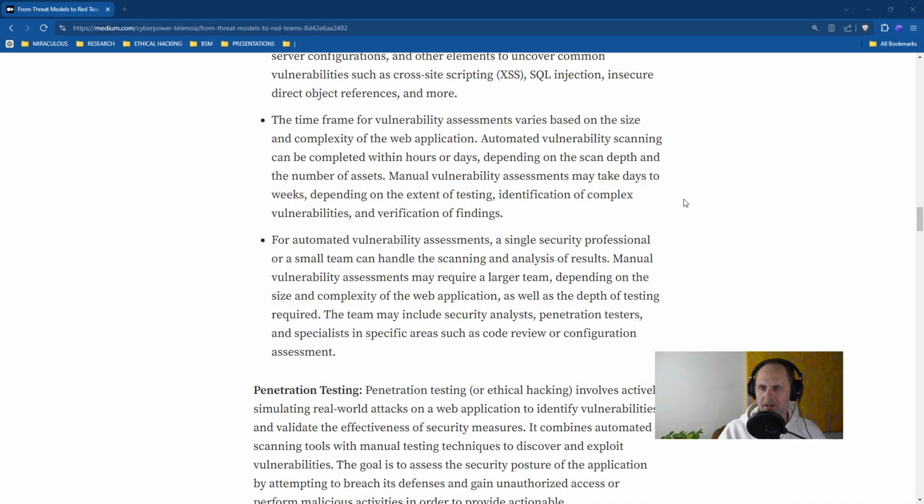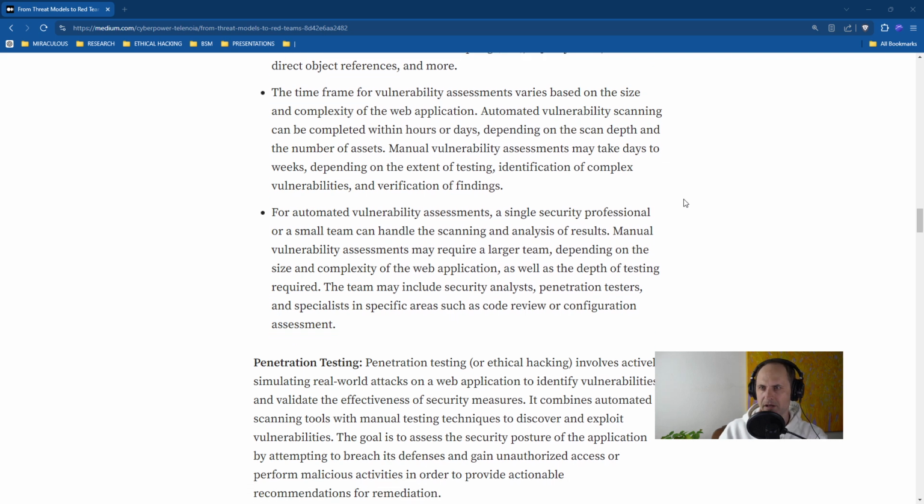For automated vuln assessments, a single security professional or small team can handle the scanning and analysis of results. Manual vulnerability assessments may require a larger team, depending on the size and the depth required. The team may include security analysts, penetration testers, and specialists in specific areas such as code review or configuration assessment.